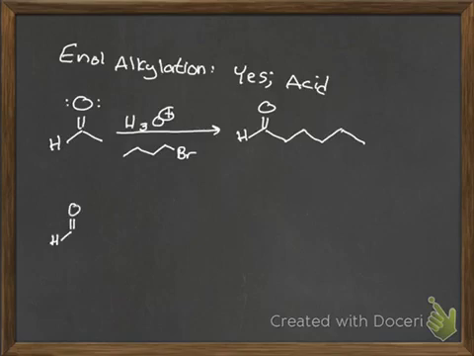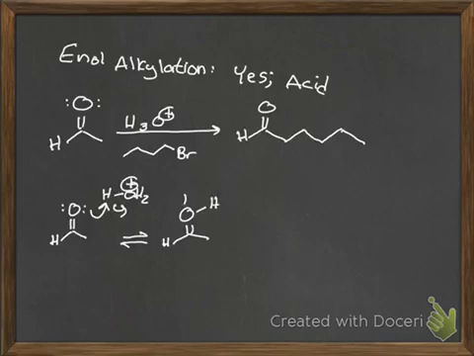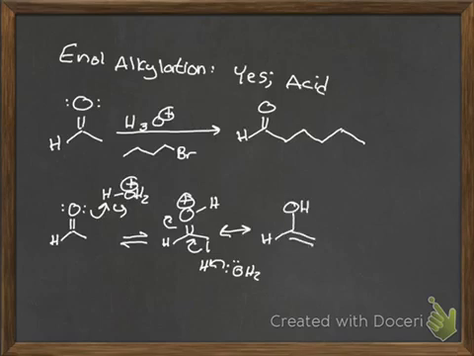Because this is an acid pathway, the first thing we're going to do is protonate your carbonyl carbon, which gets you here. And now we use water to deprotonate and give you the enol. Yes, the enol only exists in some fraction of a percent, but if it exists at all, we can use it.